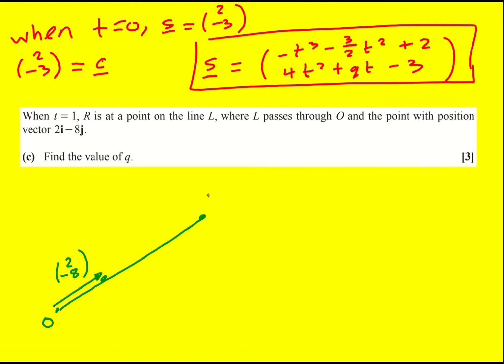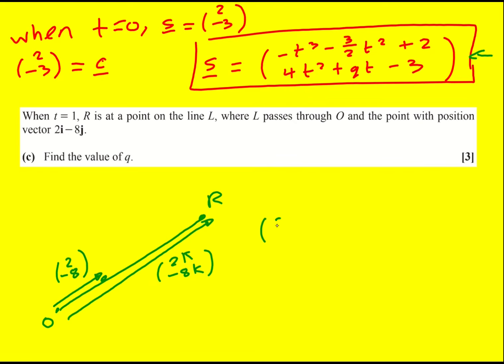What that actually tells us is this point r up here is going to be a scalar multiple of that. So, for example, 2k, minus 8k. Just need to introduce a constant in there. We're timesing 2, minus 8 by a constant. We know it's along this line. It's a vector that is just a multiple of 2, minus 8. And this is when t is equal to 1. So now I can use this and sub in.